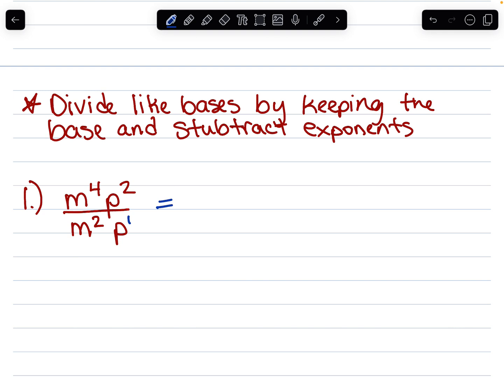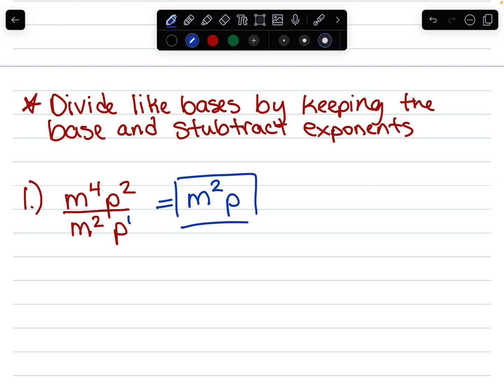So what's the first base that we see? M. And what exponent are we going to be left with? 2. And for p? 1. Or just p, right? Now, is it wrong to put 1? Not 100%. Should you put 1? No, because it's understood that the 1 is there. So really, anytime you're left with 1, just put the variable and be done with it. Fair enough? Yeah. Okay.